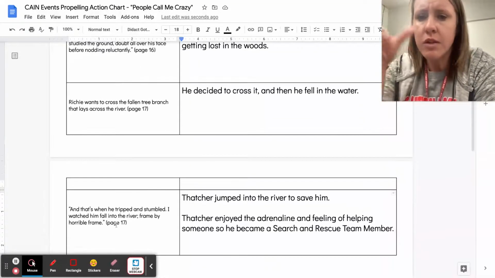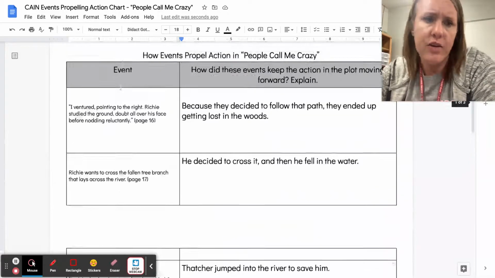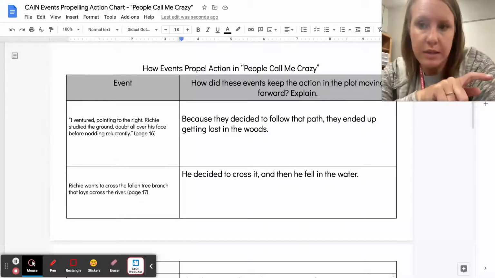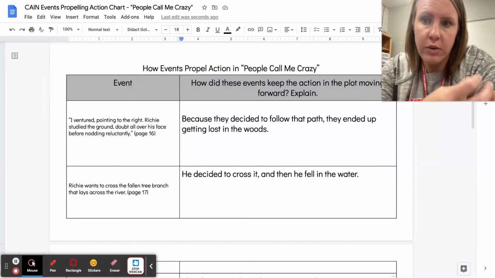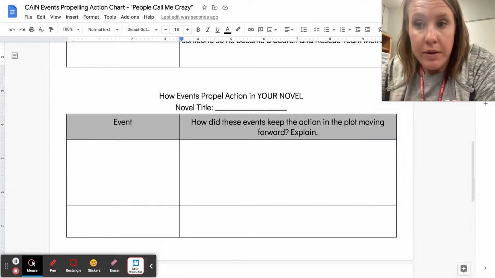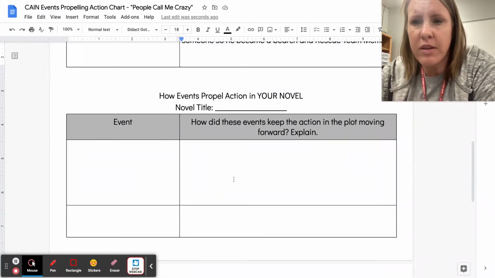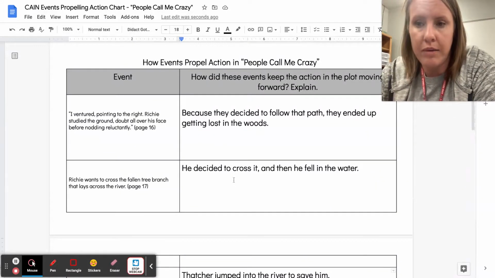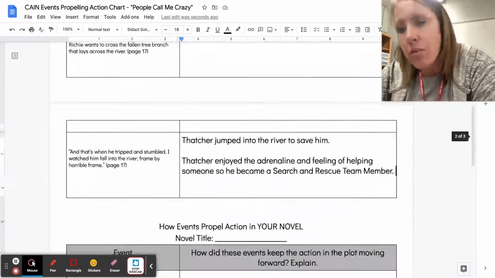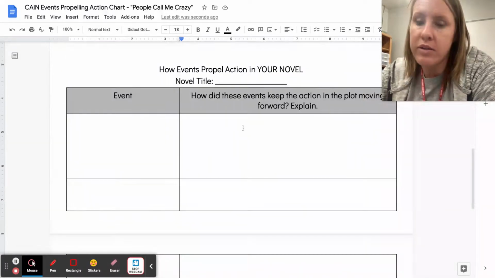Essentially, on this side, you're looking at, okay, this is a big deal in the story. Why is it a big deal? What does it cause? What happens because of it? Now, this is where you come in. This should all be on Schoology for you. Go through, and if you want to type this in for People Call Me Crazy, you can. If you want to just skip through and go into your novel, that's fine.